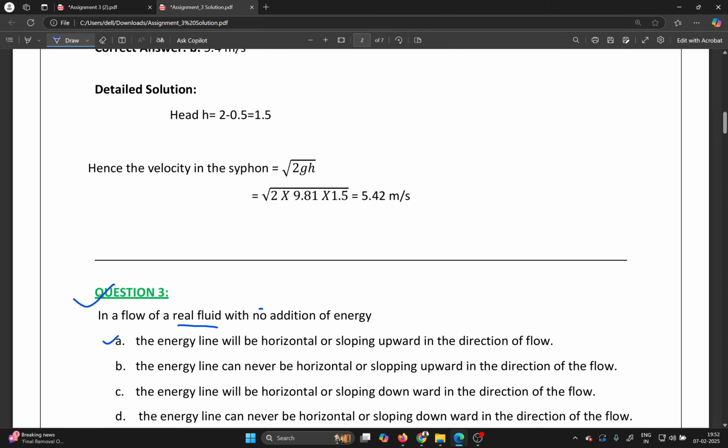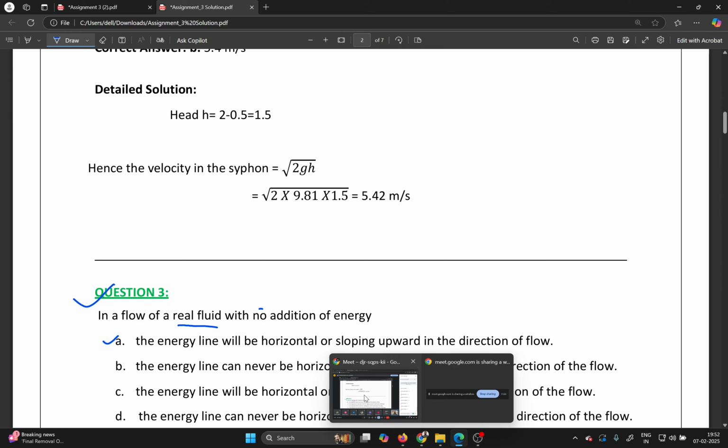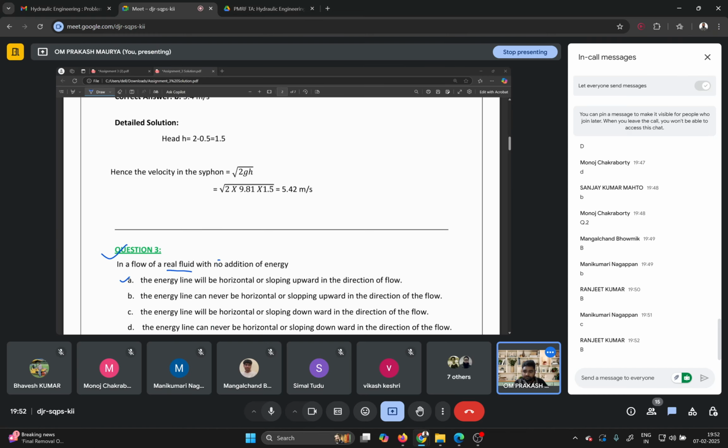Question number 3 is a very conceptual question. Because we are talking about a real fluid with no addition of energy, we are not giving the energy. So just try to think. For question number 3, everyone think and write your answer in the chat box.